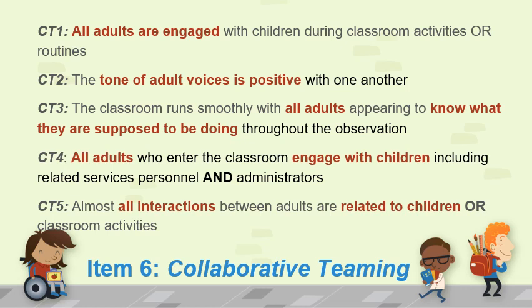CT2, the tone of adult voices is positive with one another. Speak positively to each other. The children are listening to you, modeling how we talk to our friends. CT3, the classroom runs smoothly with all adults appearing to know what they are supposed to be doing throughout the observation. You should operate like a well-oiled machine and know what to do, both of you.